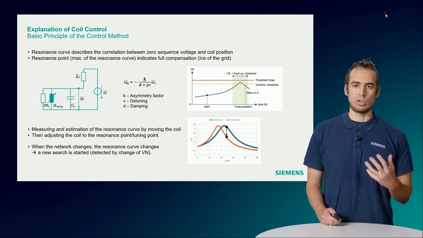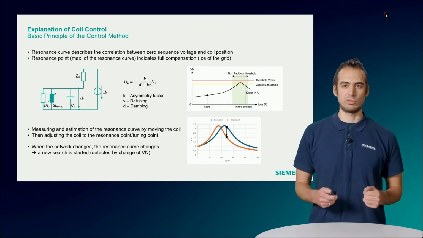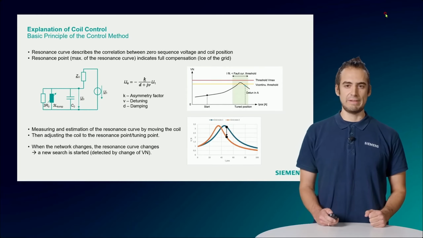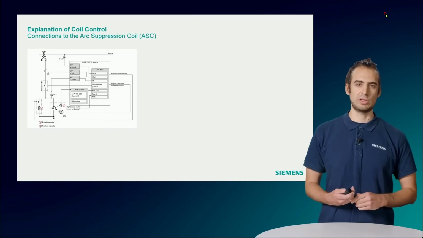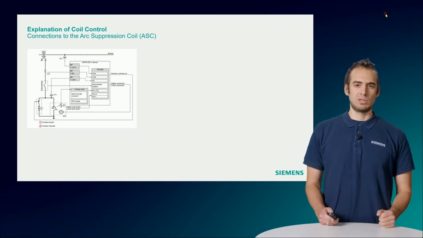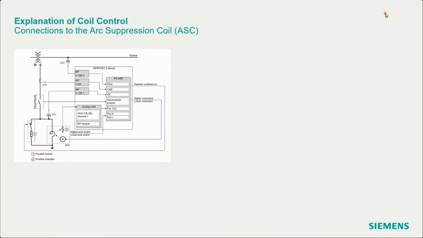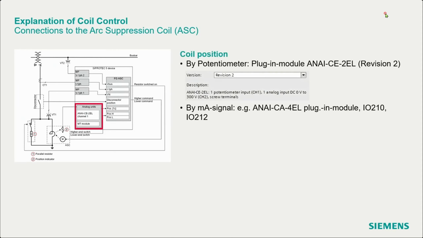So now that we know how the control function of the arc suppression coil works in general, let's take a look at which connections we need to the SIPROTEC device. We've seen we need to measure the resonance curve. For this, we will need the coil position. We normally get the coil position by a potentiometer from the arc suppression coil. And to connect this potentiometer, we have a new plug-in module, the ANA ECE2EL in revision 2, which is designed for connection of such a potentiometer.